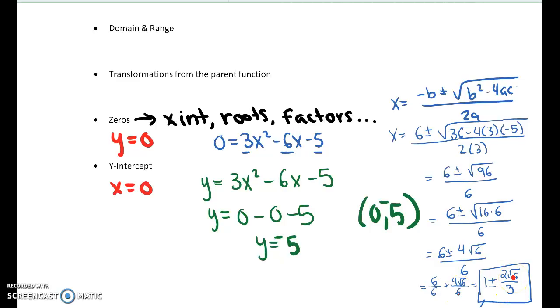Okay, so that's why I couldn't factor, is because these aren't whole number solutions. I don't think I would ever guess that in trying to guess and check factor.